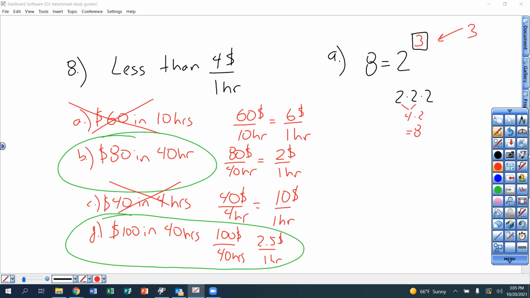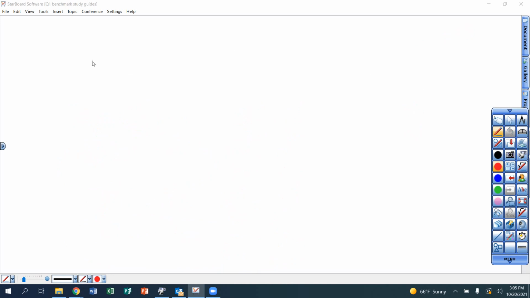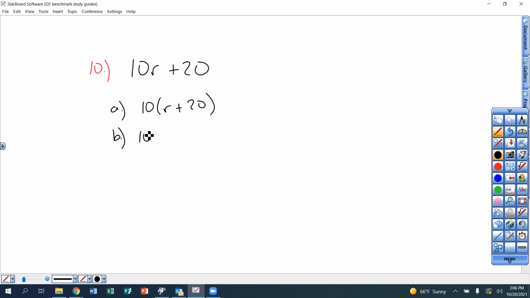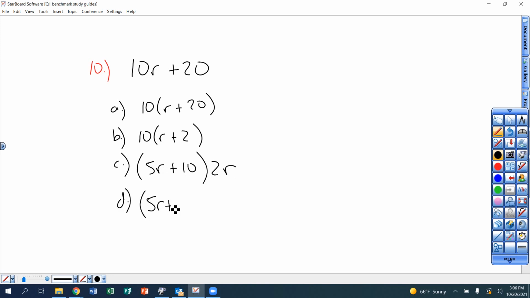All right, number 10 and 11. Number 10. And the last word. So this one, 10R plus 20. I want you to look at all these choices, and on the test, I'd like you to distribute them. Distribute them and see what you get. Distribute them. Here we go.